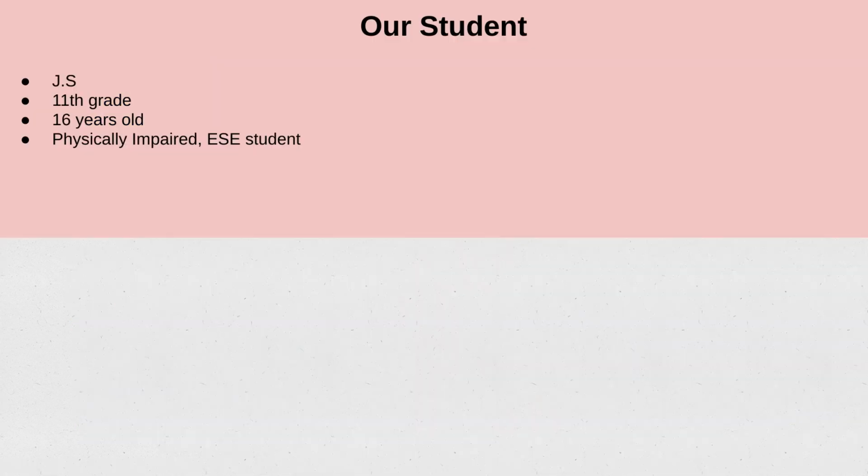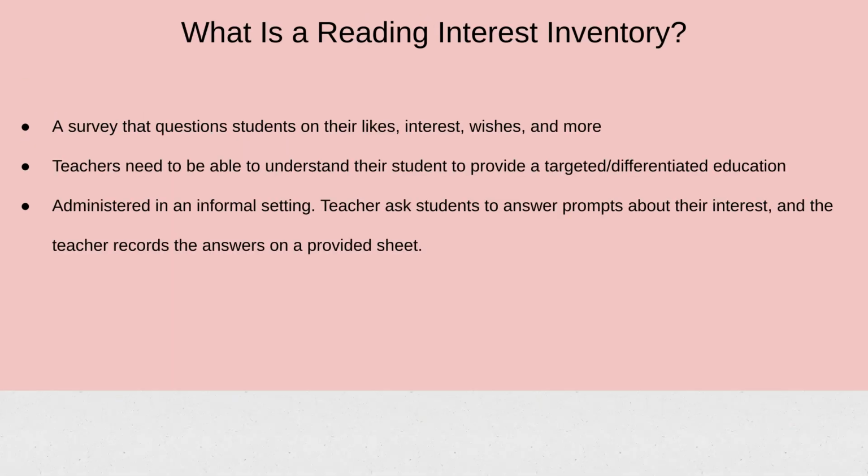Now, which student will we be talking about today? Our student, for privacy reasons, we'll be calling them by JS. It's an 11th grade student, 16 years old, who is physically impaired and an ESC student. And not because of their physical impairment, but because of other exceptionalities. So let's talk about it.